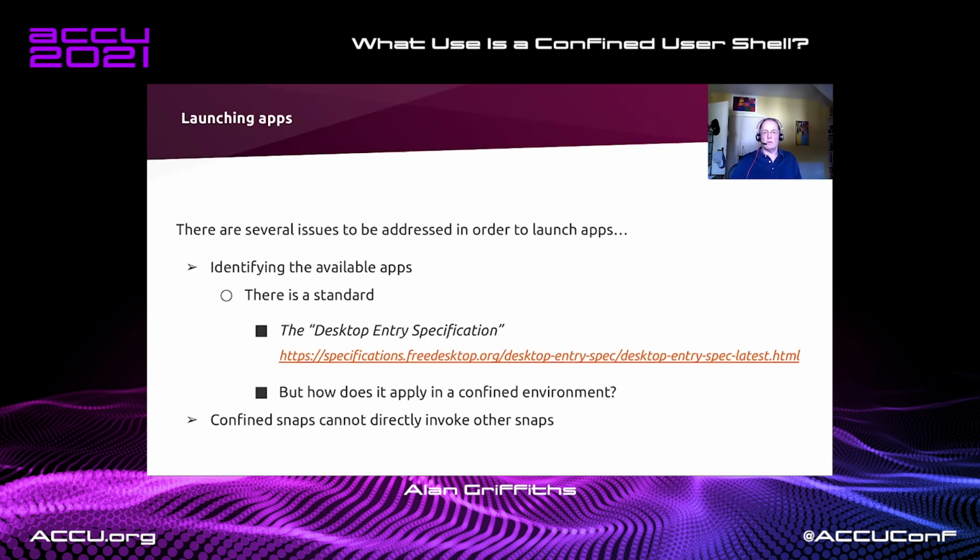You need to run things, and things like the desktop entry specification say how things should work on a Linux desktop, but may not be easily translated to a confined environment where things may or may not work as they do in traditional systems. And one of the principal limitations is that confined snaps cannot directly invoke other snaps because they don't have access to the system commands to do that.